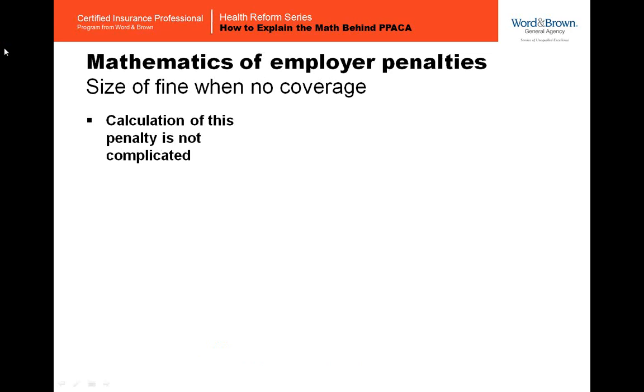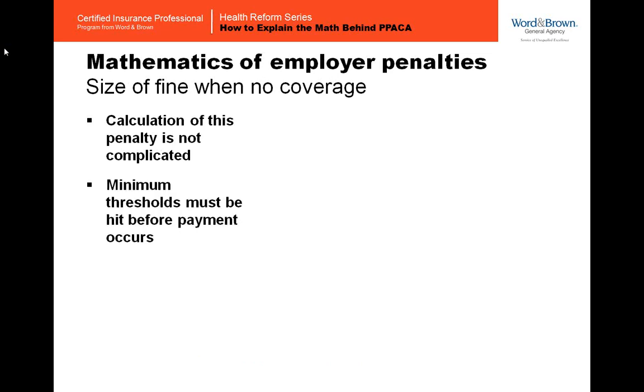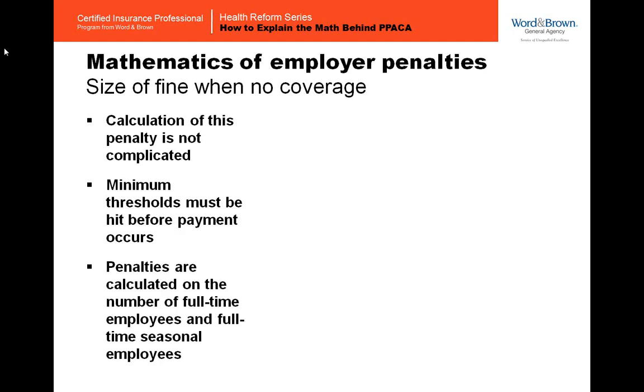Well, let's look at this process of the penalty itself before we continue on. The calculation of the penalty is really not complicated. You just have to remember that it's going to be prorated for the number of months that you're in the penalty box, so to speak. It's going to be 1/12 of 2,000 or 1/12 of 3,000 for every month that the employer is liable. But here's a catch. There's a certain minimum threshold that must be met before any payment actually occurs. So a large 50-plus full-time equivalent company could be assigned a penalty but then not have to pay it simply because he hasn't reached a certain threshold. And we're going to look at that.